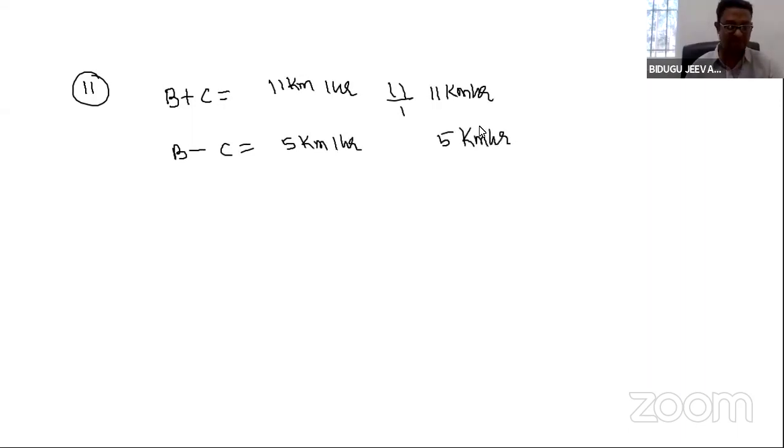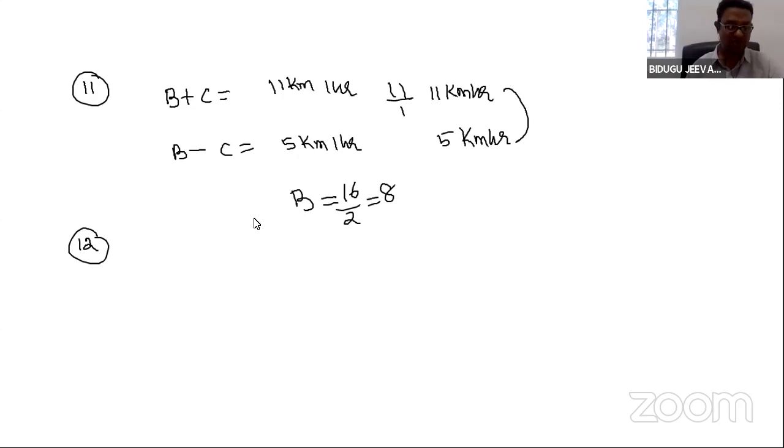What is the speed of the boat in still water? I need to calculate the boat. What I said yesterday, to get the boat, addition by 2. 16 by 2, answer is 8. So clear? C, that is the third option, right? Very simple question. Question number 12, right?